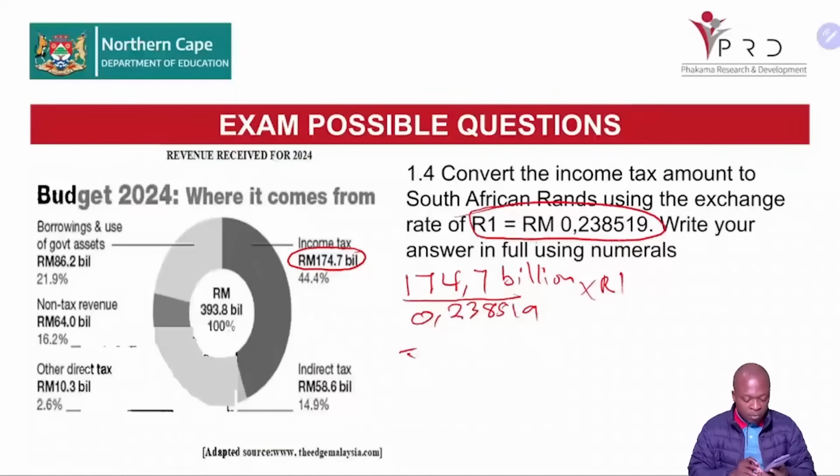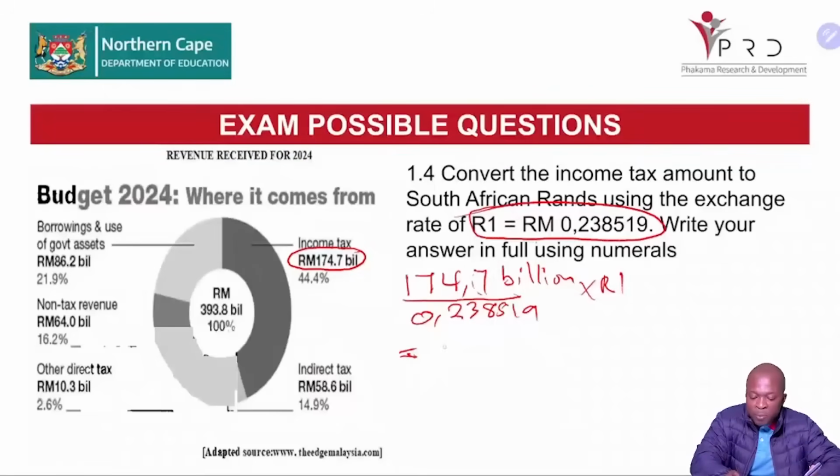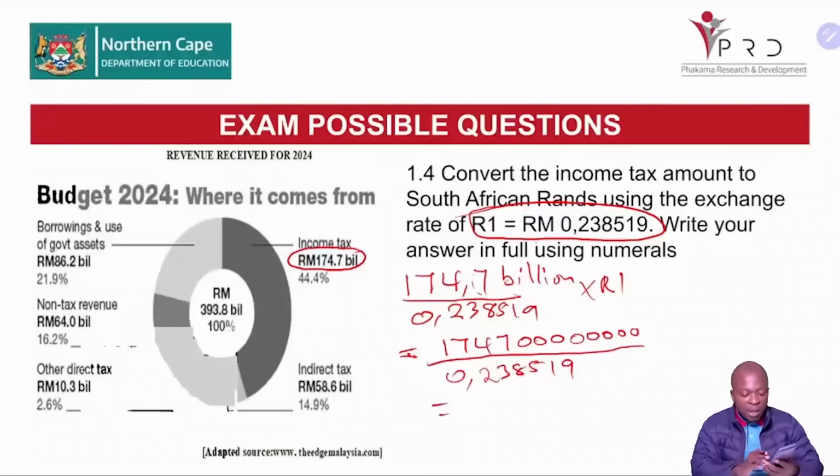174.7 billion. Billion is with how many? 9 zeros. So since there's already 1 zero taken, we can only add 8 more zeros. So let's write it that way. You can have 1747. We are now going to add 8 more zeros: 1, 2, 3, 4, 5, 6, 7, 8. Then you divide everything by 0.238519.